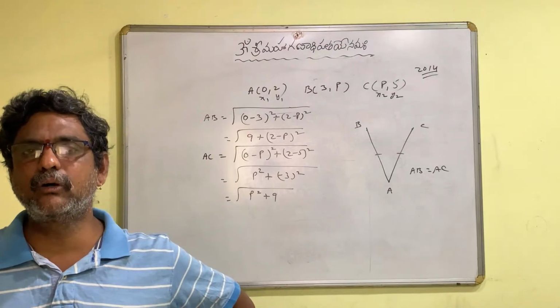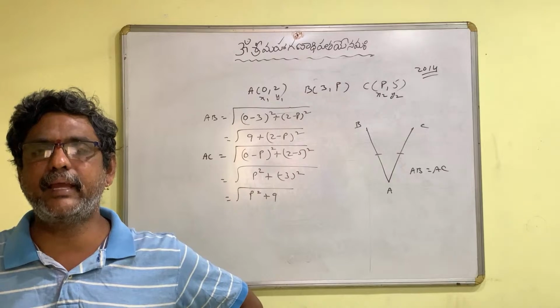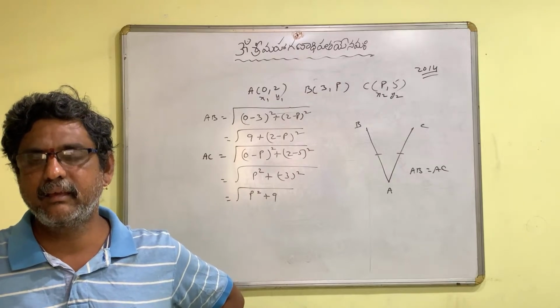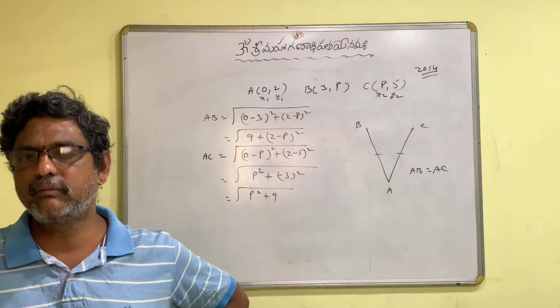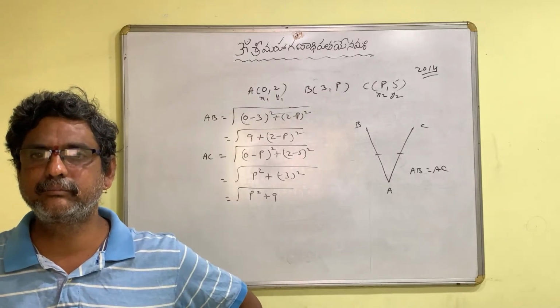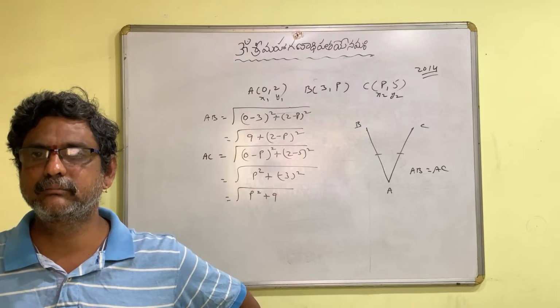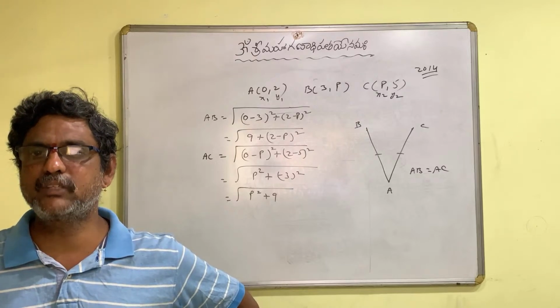Now what do we have to do? After getting the distance between AB and AC, what do we have to do? No answer.